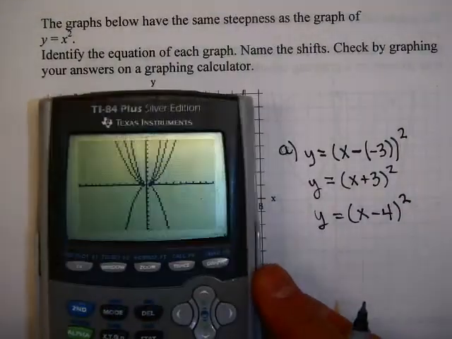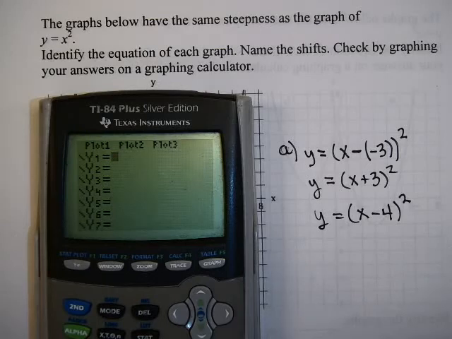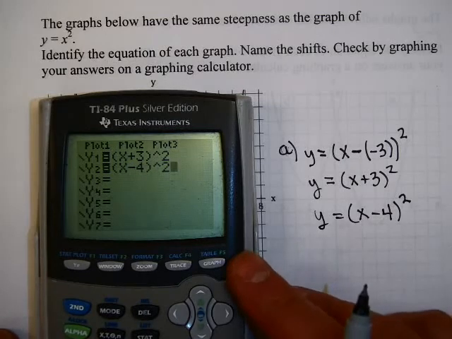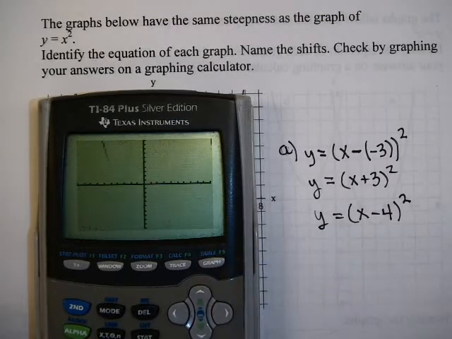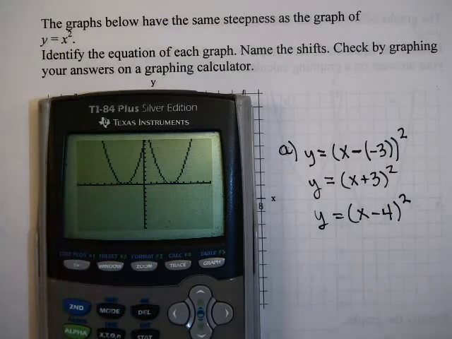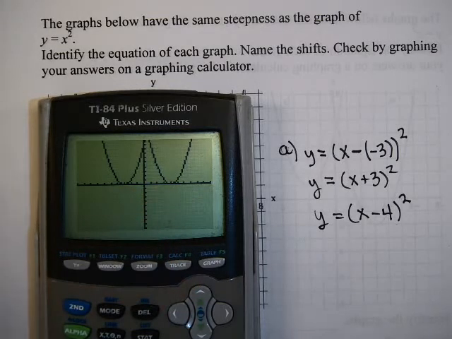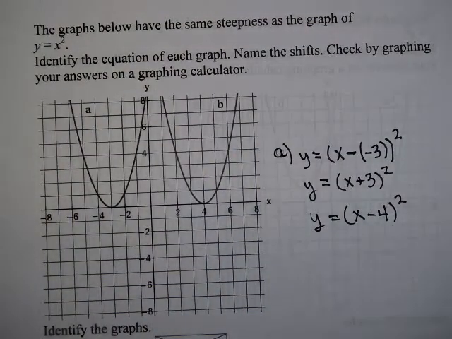Now let's check. I'm going to go back to my graphing calculator. I'll clear out all of this. So I'm going to put in x minus 3 quantity squared and x minus 4 quantity squared and see if I get the same answers. There's x minus 3 quantity squared. There's x minus 4 quantity squared. Notice these are shifts to the right horizontally. So that's how we would do that problem.